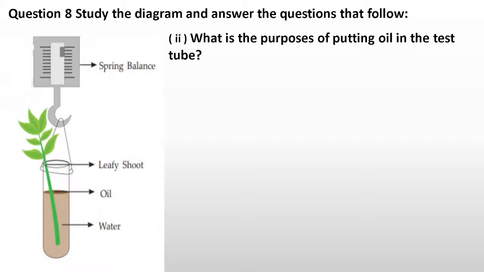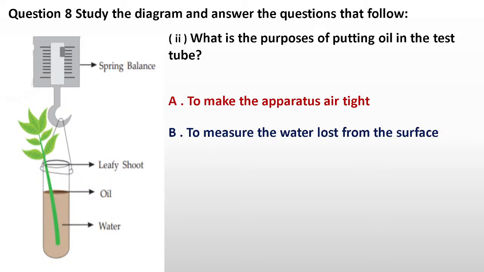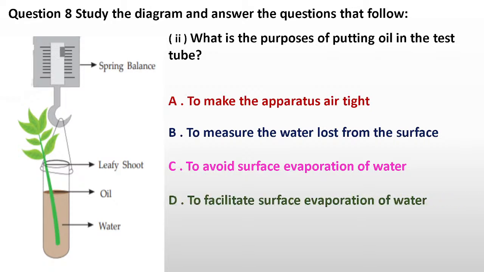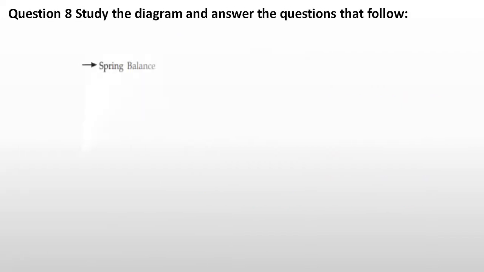What is the purpose of putting oil in the test tube? A, to make the apparatus airtight. B, to measure the water lost from the surface. C, to avoid surface evaporation of water. D, to facilitate surface evaporation of water. And the correct answer for this question is C, to avoid surface evaporation of water. Same diagram. Next up question.